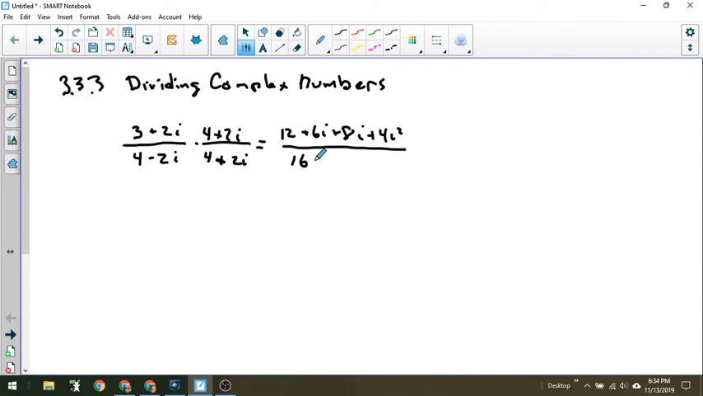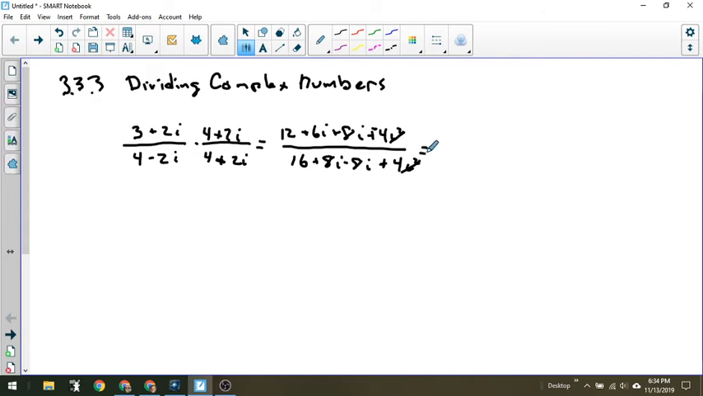The outside two terms are a plus 8i. The inside two terms are a minus 8i. And the last two terms are a minus 4i squared. So now I've got to simplify this. First thing I'm going to do is I know that i squared is negative 1, so I'm going to get rid of that i squared, make that a negative one, and change that sign to a plus.